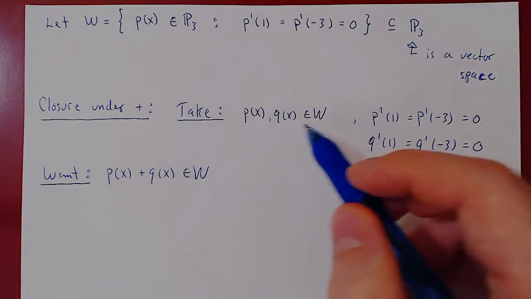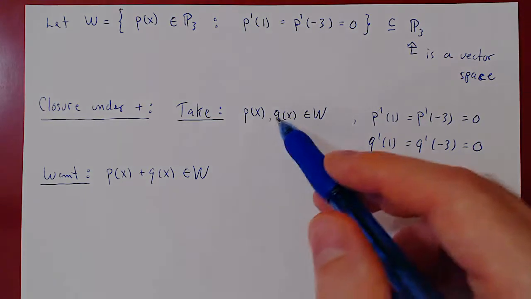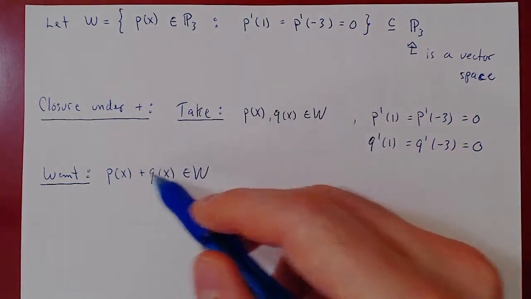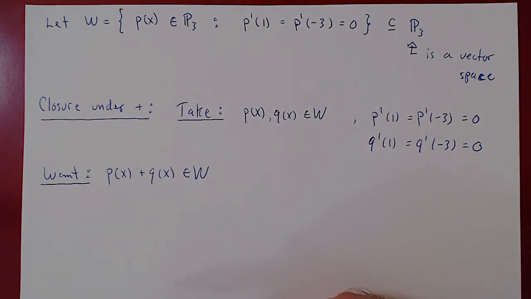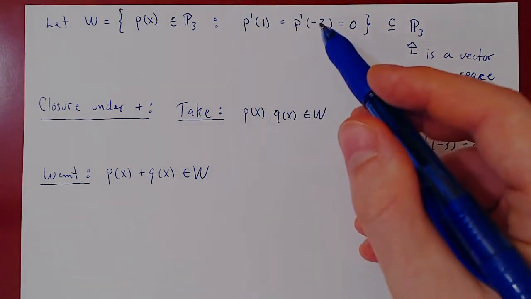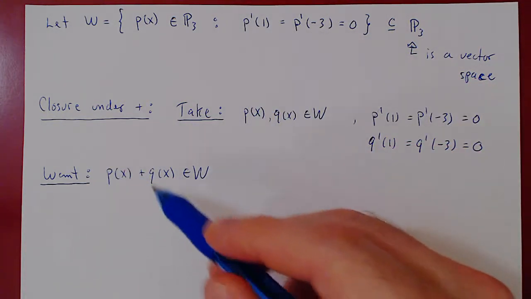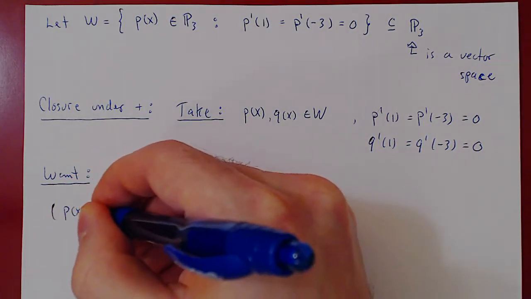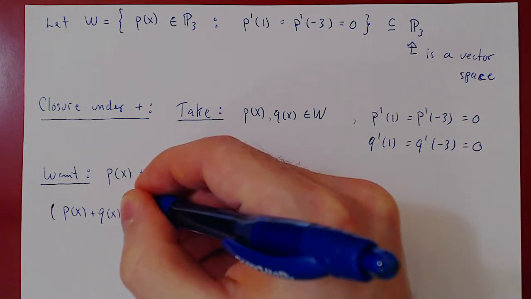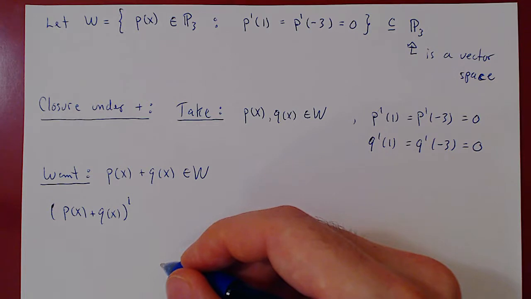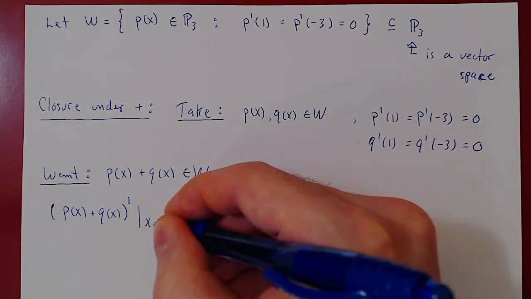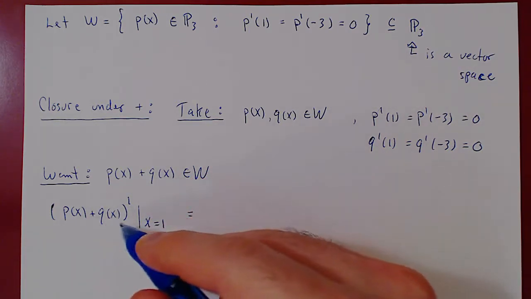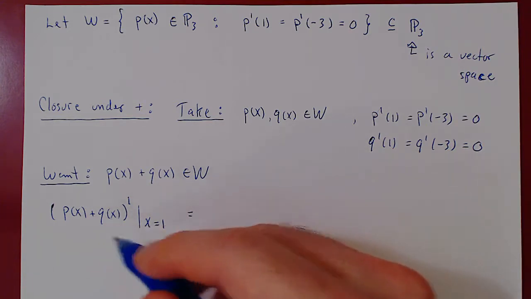Clearly, if p and q are in W, they are in P3, so they both have degree at most 3. And so if you add 2 polynomials of degree at most 3, the sum is also of degree at most 3. What we have to show now is that x equals 1 and x equals negative 3 are critical points of our function. So we find the derivative of p of x plus q of x at x equals 1, right? If you recall, the vertical bar means that we will evaluate the function at this point, right?